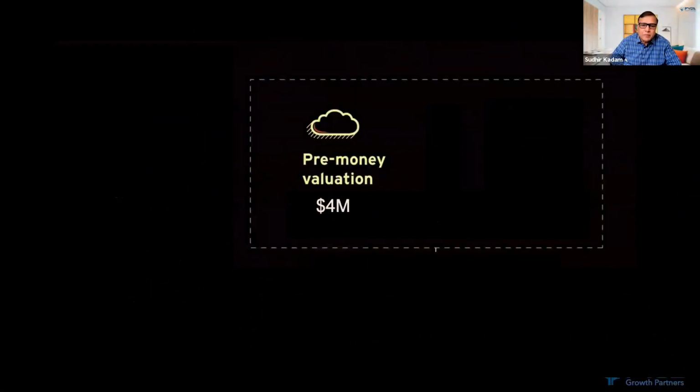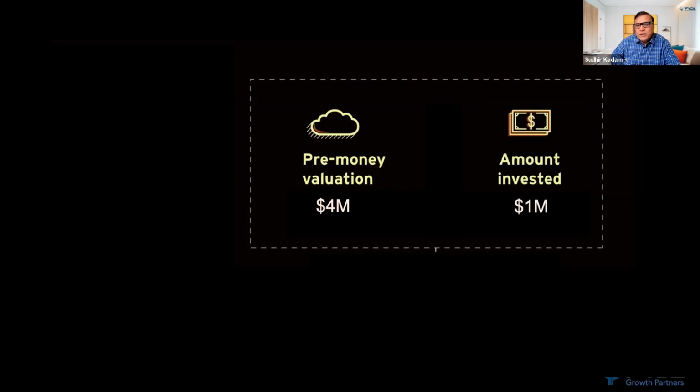One is called the pre-money valuation, and one is called the post-money valuation. So let's take a look at this. You go to somebody to raise money and he asks you, what do you consider the value of the company to be today? So you say 4 million. That 4 million is your pre-money valuation. This is the valuation of the company before the investment is made in the company.